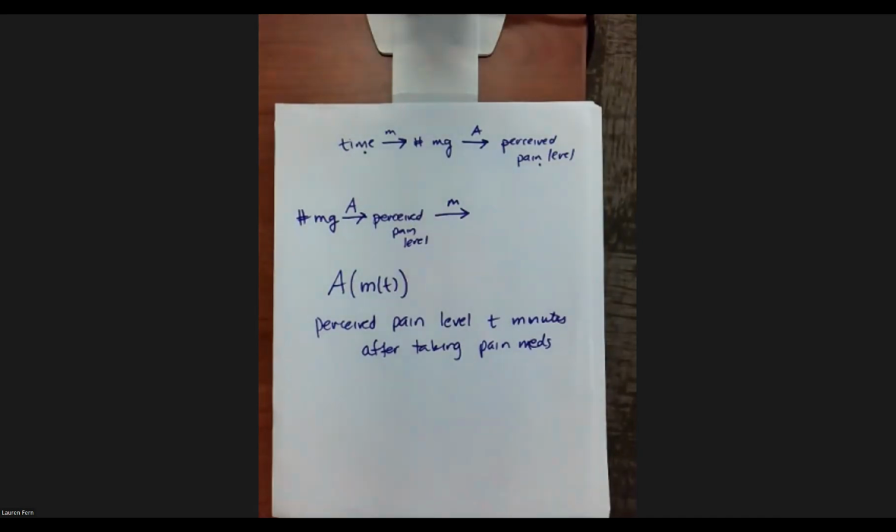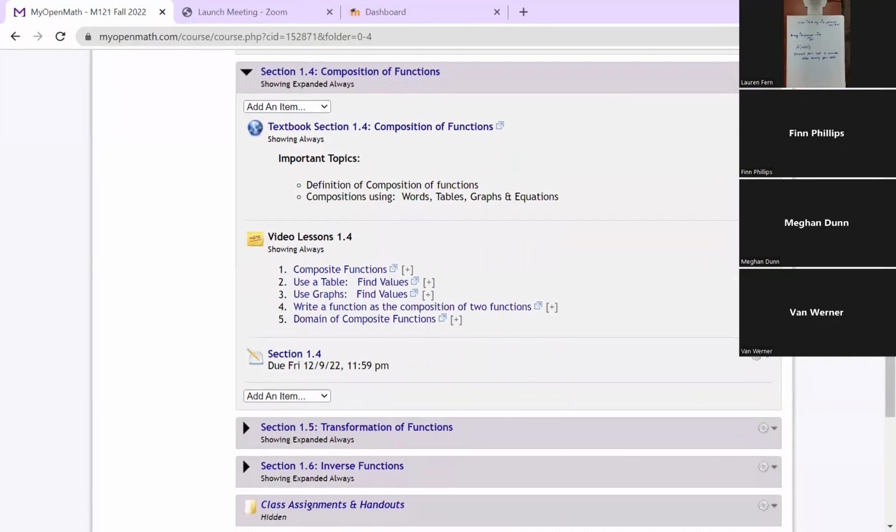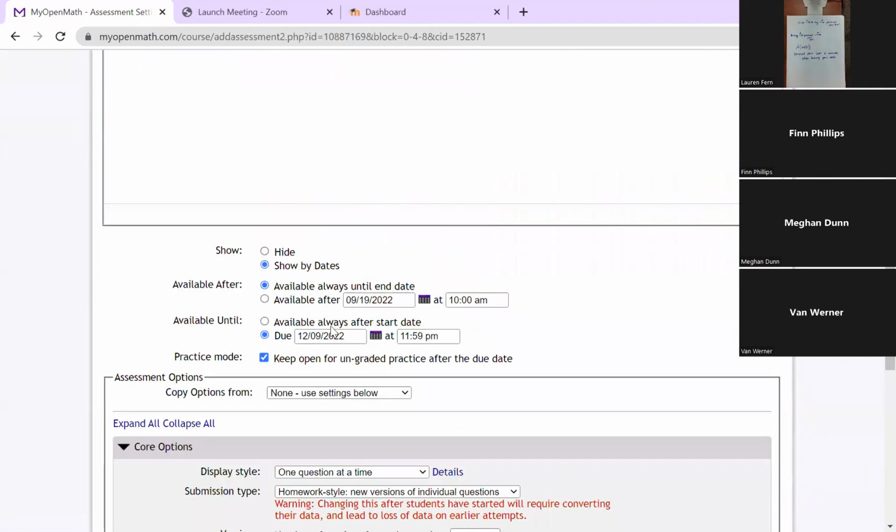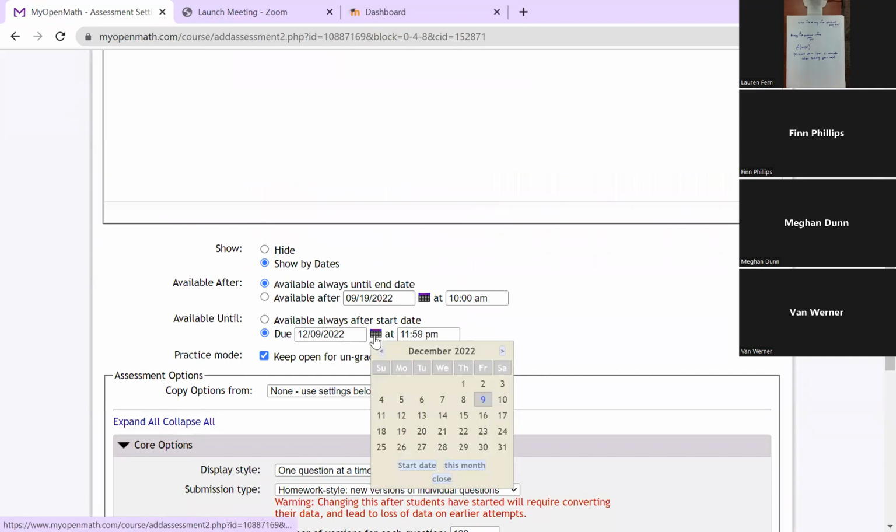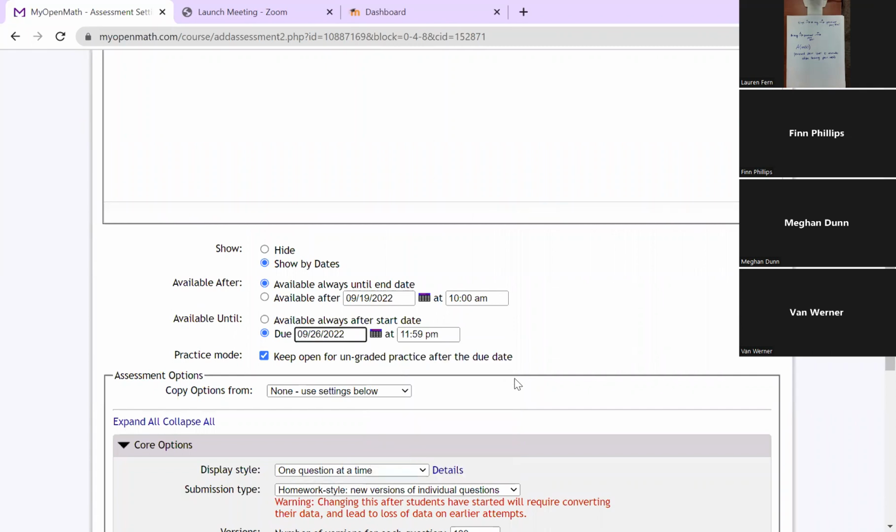All right, I want to share my screen. All right, so a couple of things. Number one, that is the end of section 1.4. So I am going to set your online homework to be due a week from today. I'm not done with class yet, but I want to. So today is September 19th, so 26.